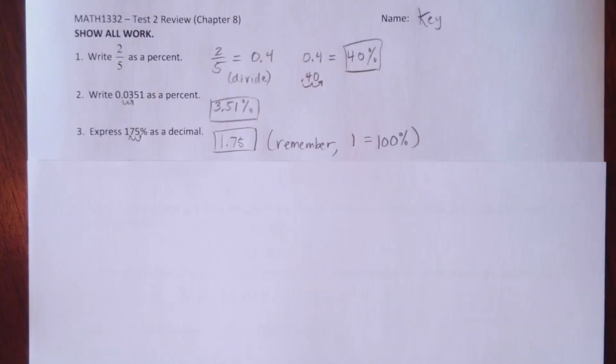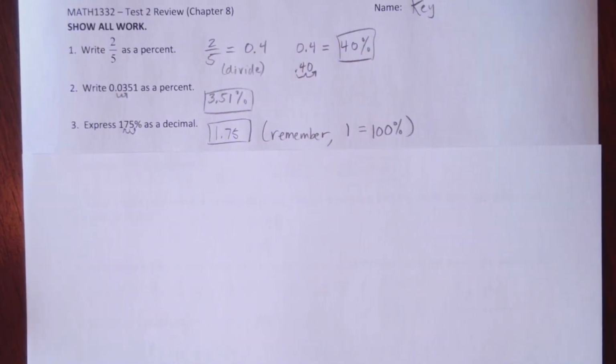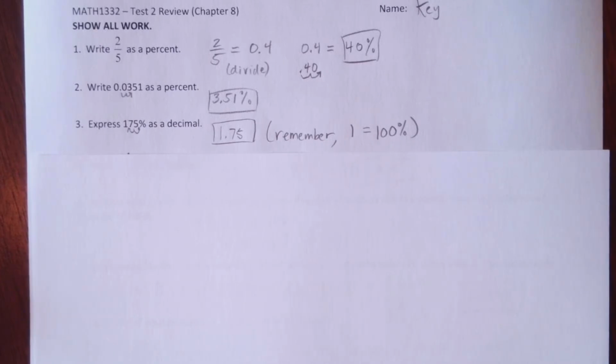Let's go on to the next one. So here we're going to write 175% as a decimal. The first thing my mind says is, hey, this is more than 1, because remember 1 is 100%. Also remember the decimal is after the 5 here, 175.0. So when we move that decimal 2 to the left, which is what we do when we're going from percent to decimal, we get 1.75.